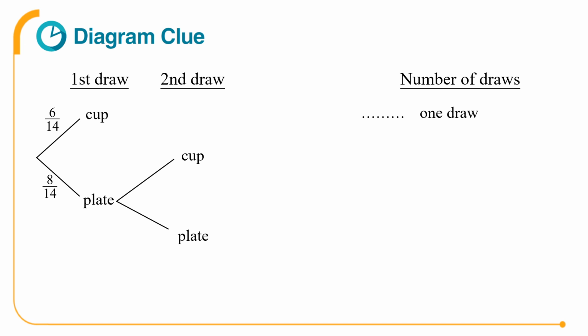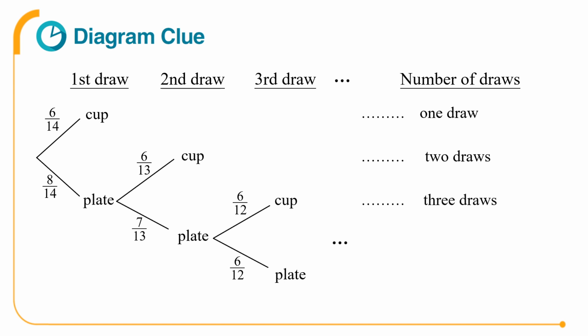Since no replacement will be made, in the second draw, there will be 1 item less than in the first draw, that is 13. There are still 6 cups, so the probability of getting a cup now is 6 over 13. 1 plate has been drawn in the first round, so the probability of getting a plate now is 7 over 13. The patterns continue for subsequent rounds of drawing. The probabilities of drawing a plate and a cup will change after each round. That means the first draw, second draw, and subsequent draws are dependent events. Now let's see how to find the required probabilities.